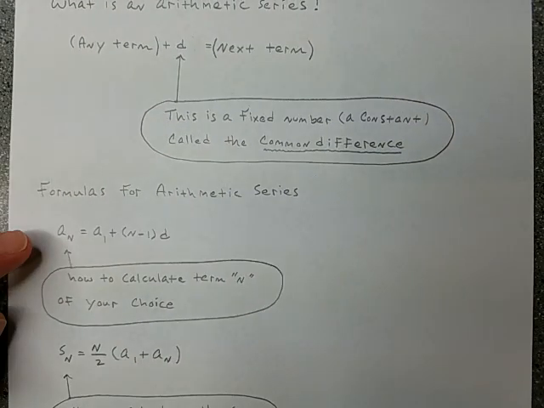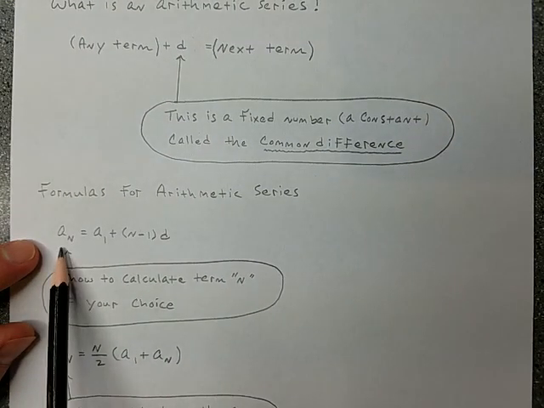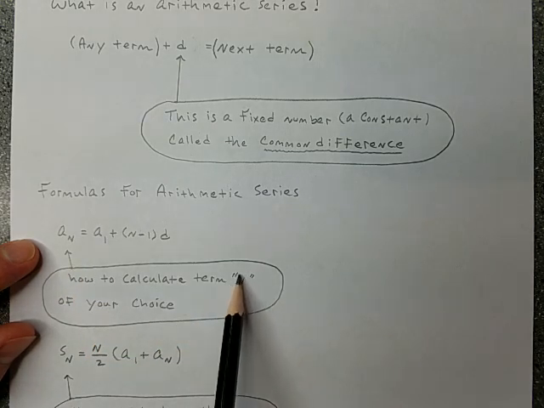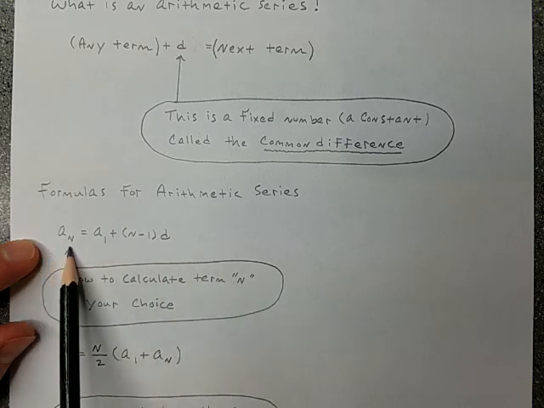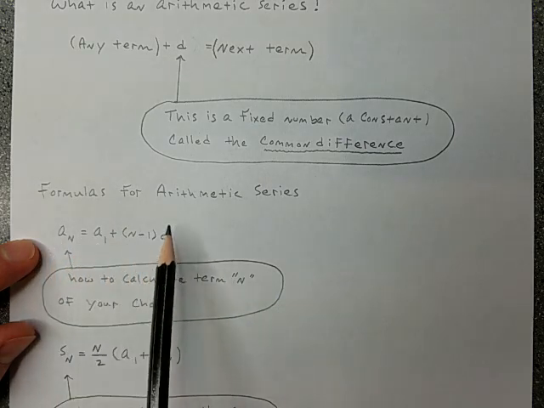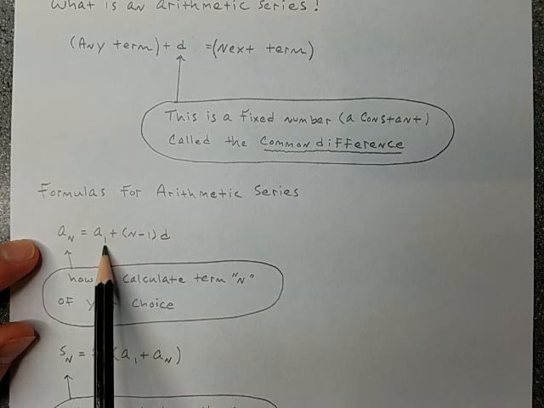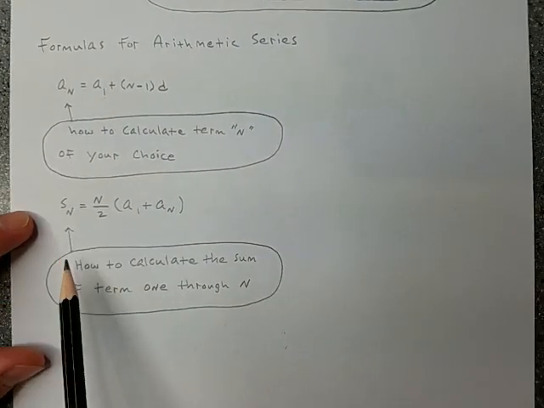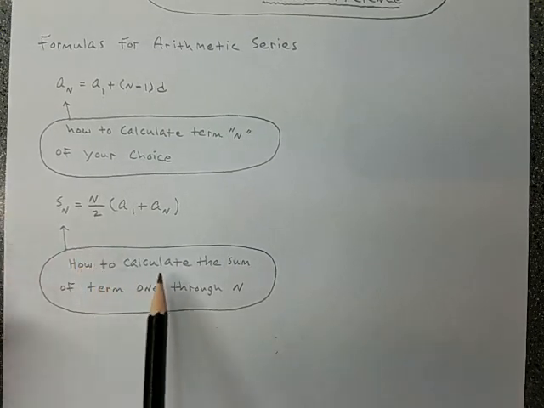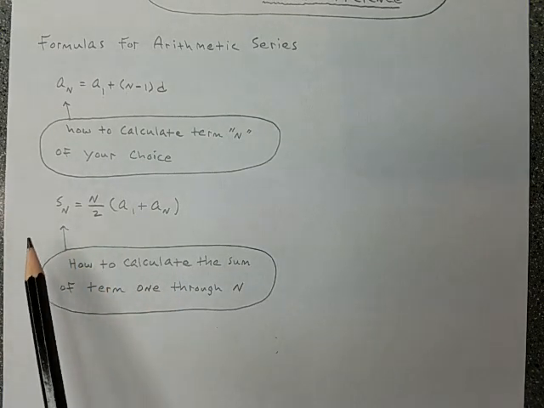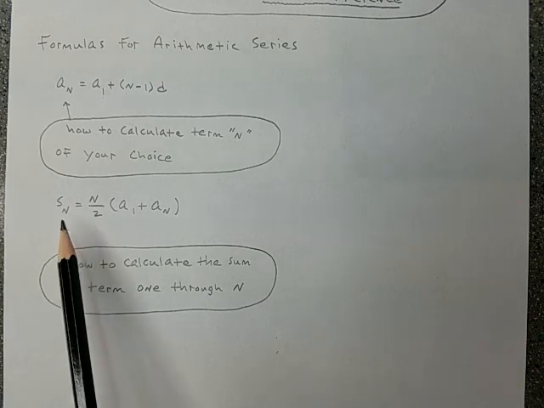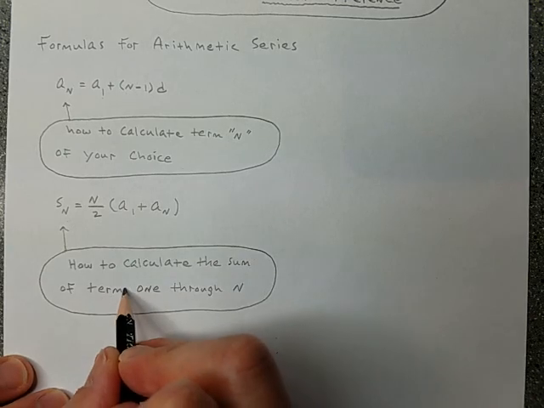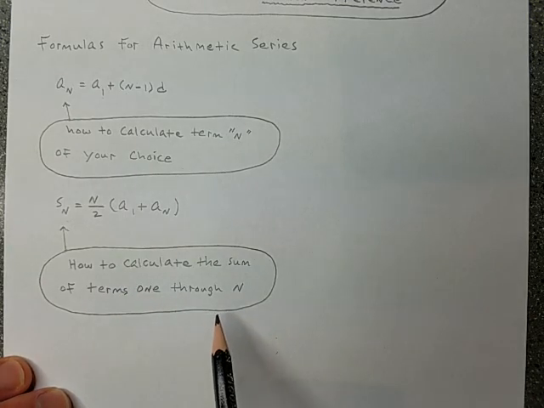I have some formulas such that I can find any term of my choice. I could find the 99th term if I put 99 for n into this formula. What's a sub 1 mean? That stands for the first term, okay? And then this is the sum of the first so many terms, okay? So S with a subscript of n. That's how you calculate the sum of terms 1 through n. It's a shortcut.